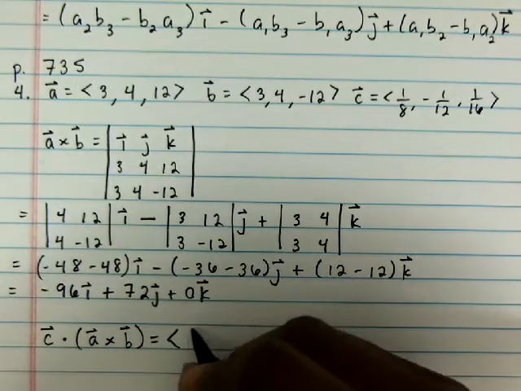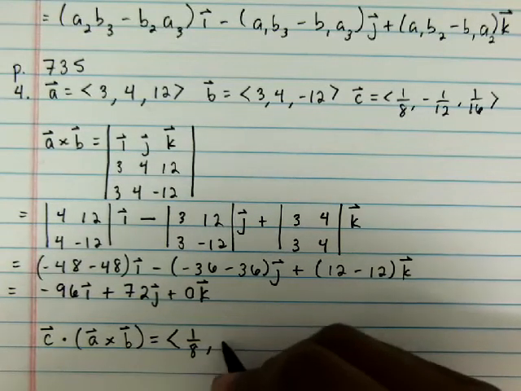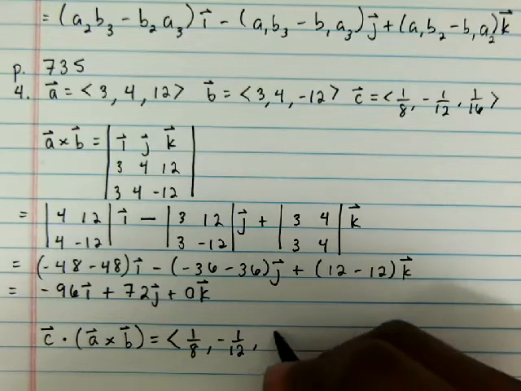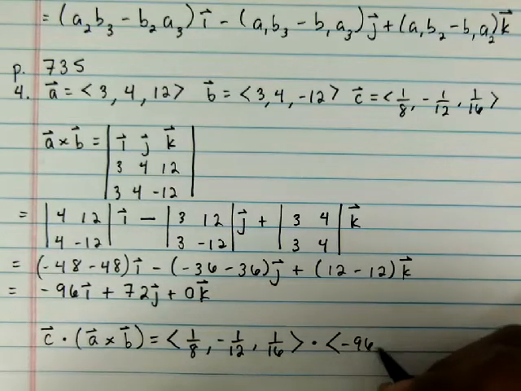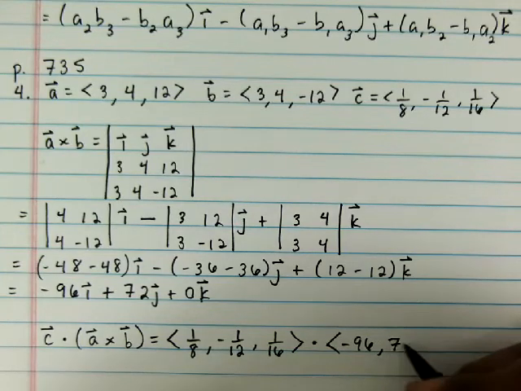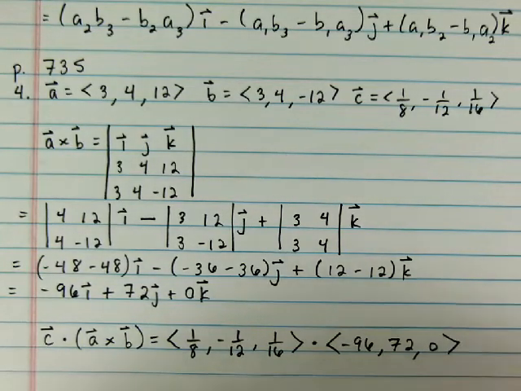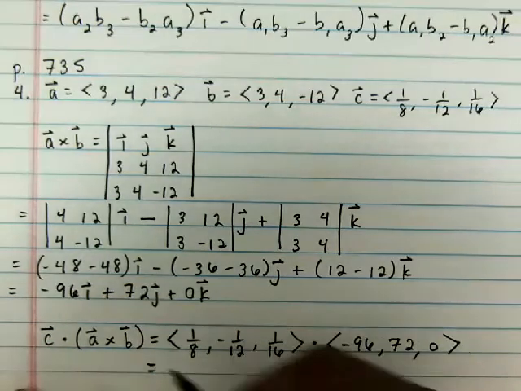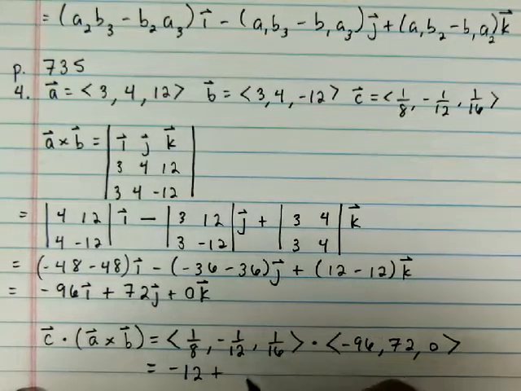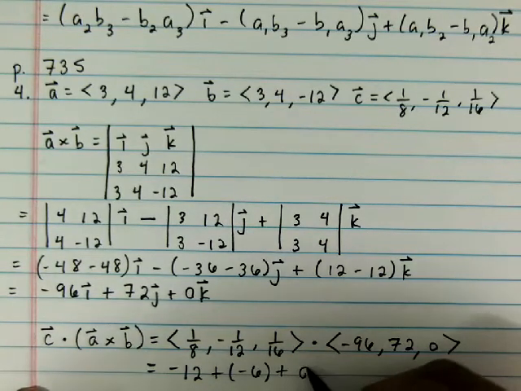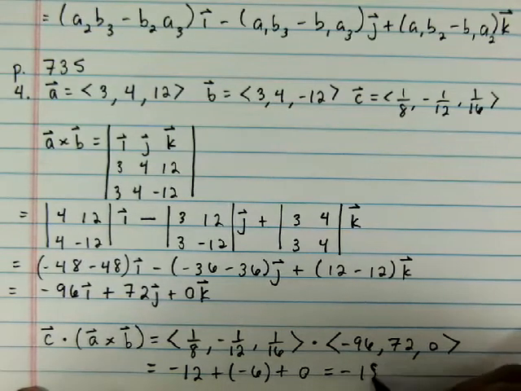So now we just go back to computing dot products, which we already know how to do. So 1/8, negative 1/12, 1/16 dotted with the vector negative 96, 72, 0. All right, so now we're going to do 1/8 times negative 96. So 1/8 times negative 96 just gives us negative 12. And then plus negative 1/12 times 72 gives us negative 6. And then plus 1/16 times 0, which gives us 0. And we just get negative 18 there.